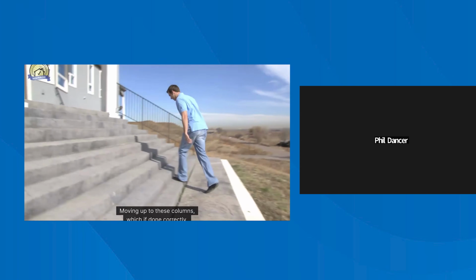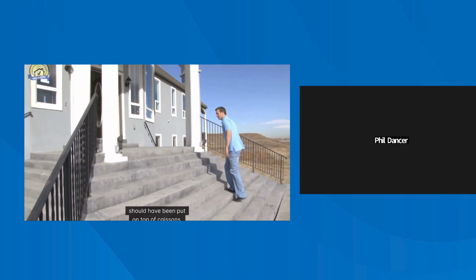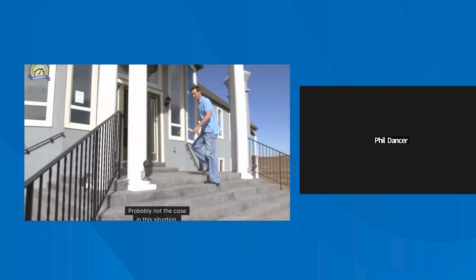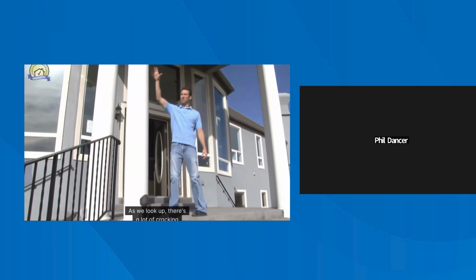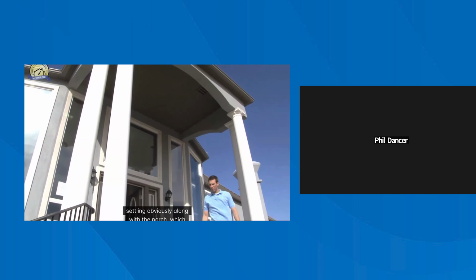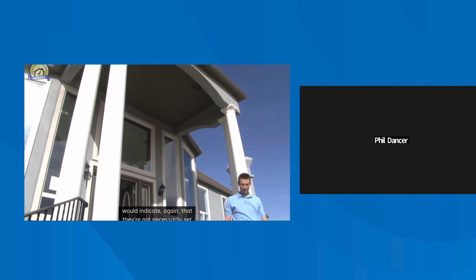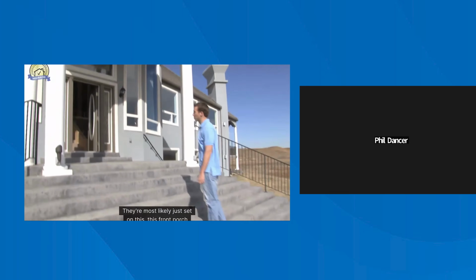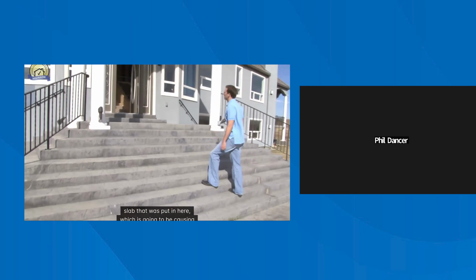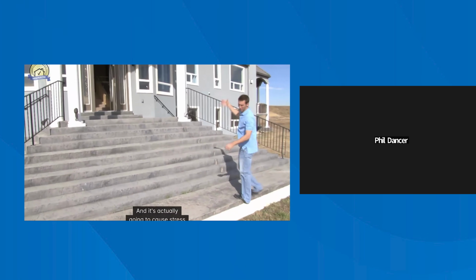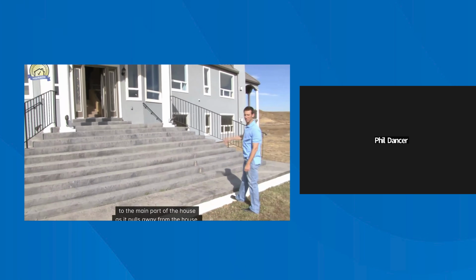Moving up to these columns, which if done correctly should have been put on top of caissons. Probably not the case in this situation. As we look up, there's a lot of cracking at the points of these, suggesting that these are also settling along with the porch, which would indicate again that they're not necessarily set on caissons. They're most likely just set on this front porch slab that was put in here, which is going to cause this whole front to sag, and it's going to cause stress to the main part of the house as it pulls away from the house.